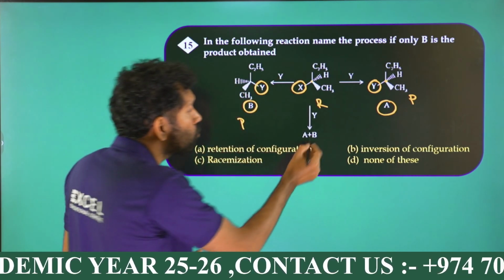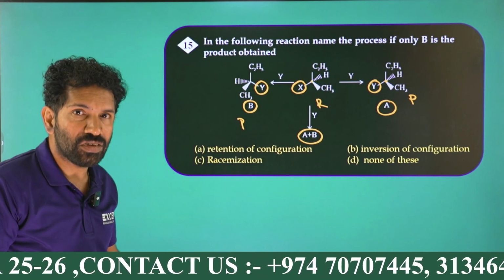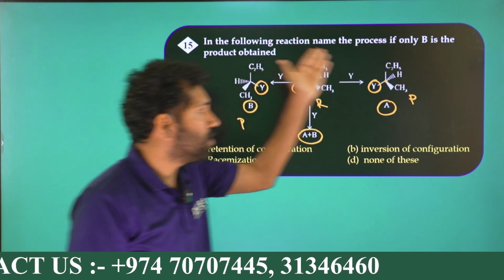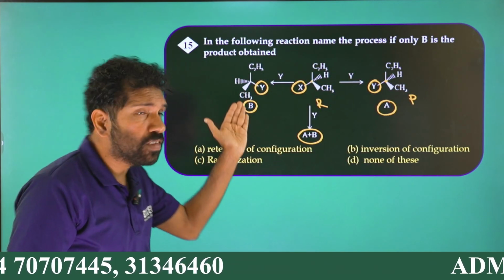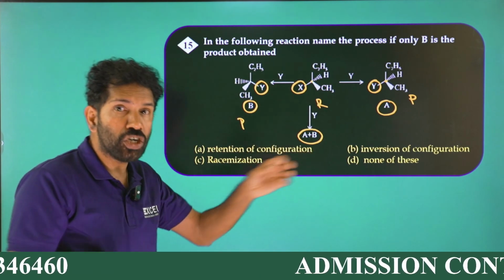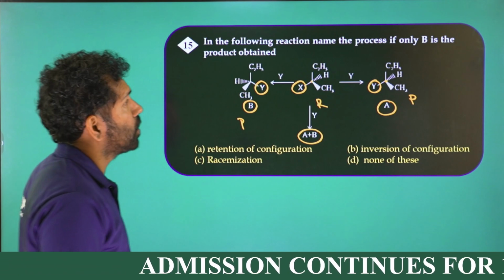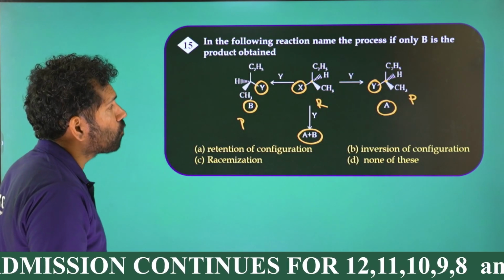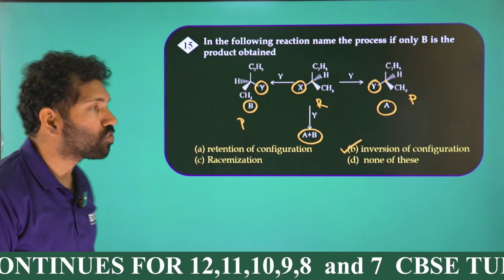Now if you have both together, inversion and retention together, that is called racemization. So three things you have to remember here. This is an important area. If product A is the answer, that involves retention of configuration. If product B is the answer, that involves inversion of configuration. Inversion and retention together we call racemization. So in this particular question, product B means inversion of configuration. So the answer is B.